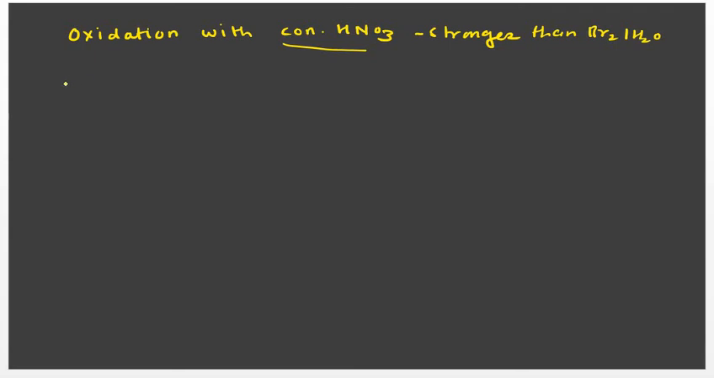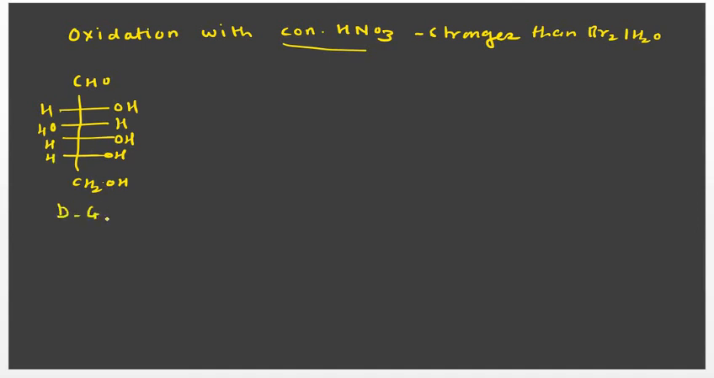So first of all, I will draw here the structure of D-glucose. Okay, you know the structure of D-glucose, CH2OH. In between, there are four carbons, so OH, OH, H, OH, H, OH, H. So this is the structure of D-glucose, very well.